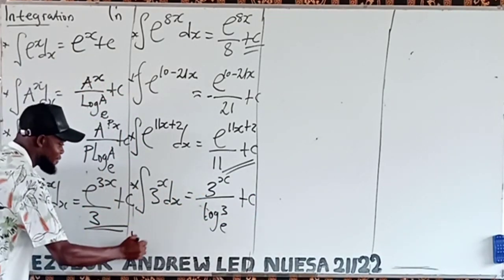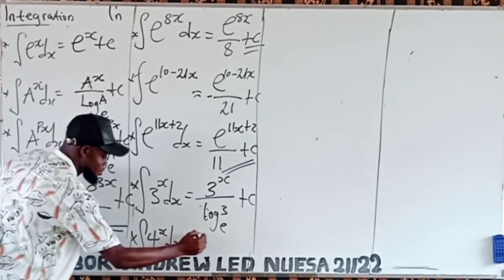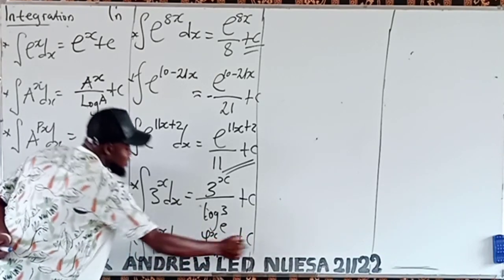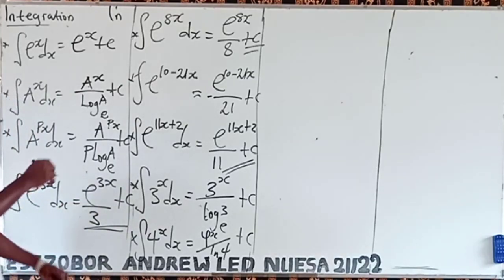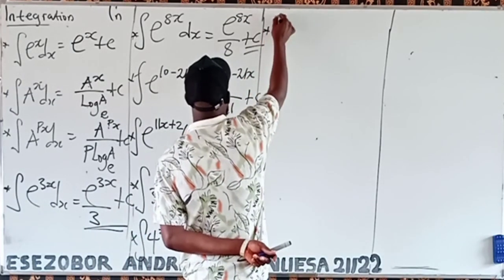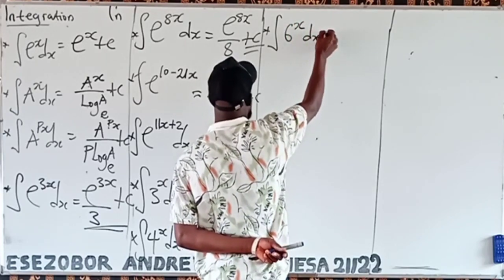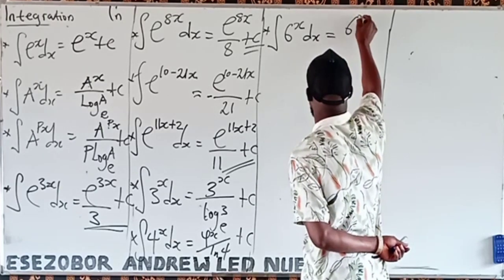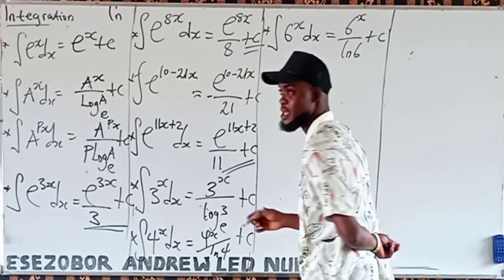So if I said I have integral 4 raised to power x dx, I can also write it as 4 raised to power x all over ln 4 plus c. Remember, ln and log to base e are the same. So let's say we have integral 6 raised to power x dx. What will you say the answer is? The answer will be 6 raised to power x over ln 6 plus c.